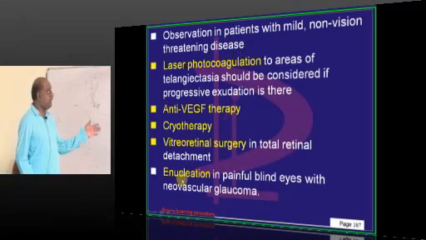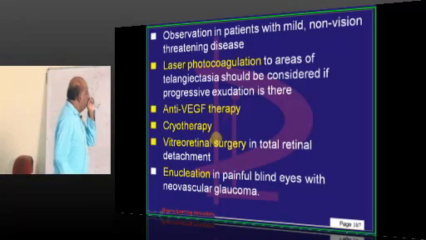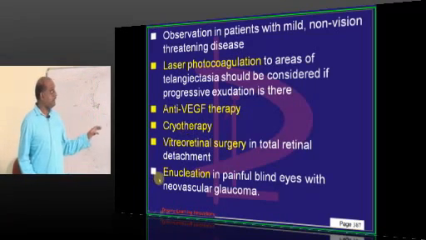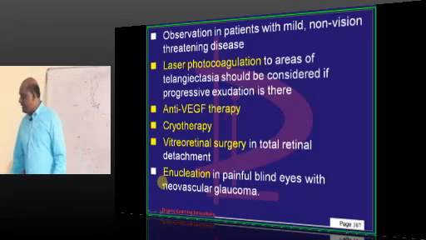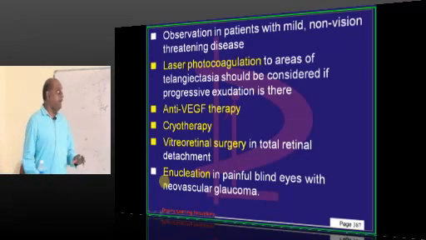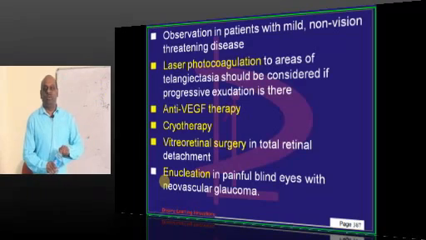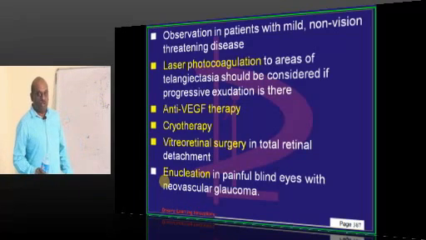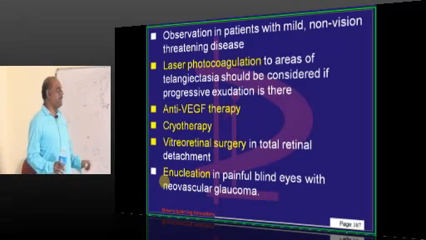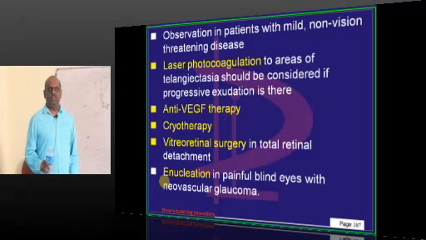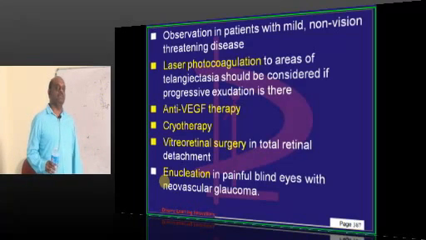cryotherapy, vitreoretinal surgery, and don't forget, enucleation also. One of the indications is Coats disease because it can lead to such a painful blind eye with severe neovascular glaucoma. When the patient comes, that becomes an indication for enucleation.